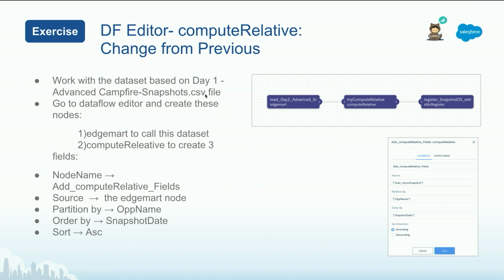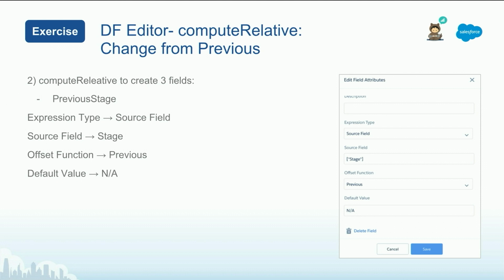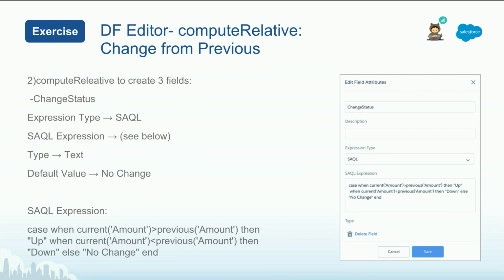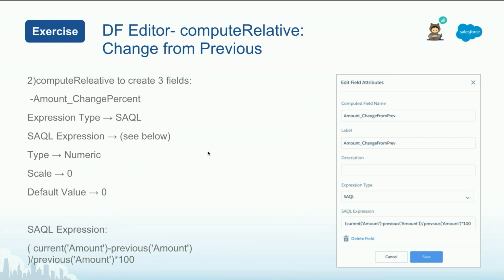For this exercise, we do need a new data set, and we are going to upload it in a bit. Then we are going to create a different data flow just to focus on compute relative. We are going to walk you through the steps to create the fields, including the previous stage, the change status, which is a case expression: case when current amount is less or greater than previous amount, then it's up or it's down or no change. And then the amount change percent.